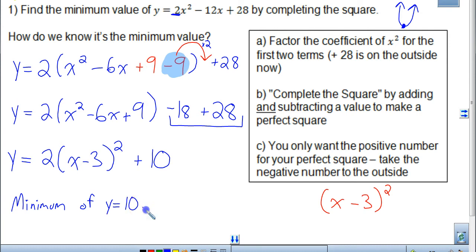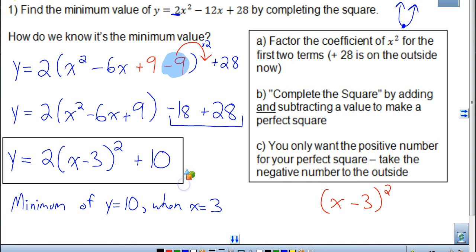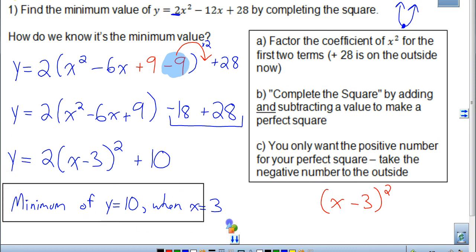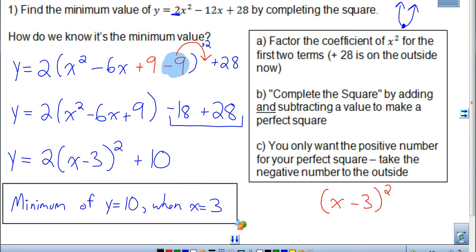And what I also like to see added in is when x equals, so what's the x coordinate of that vertex? That would be positive 3. So that's our final answer. We have our vertex form, but we also have to state whether it's a minimum or maximum, what that value is, and when it occurs.